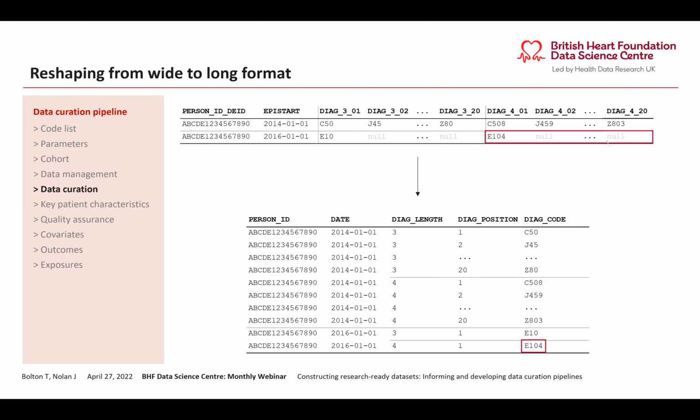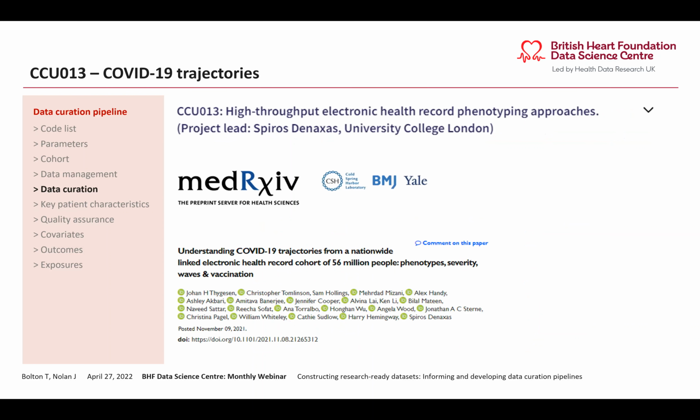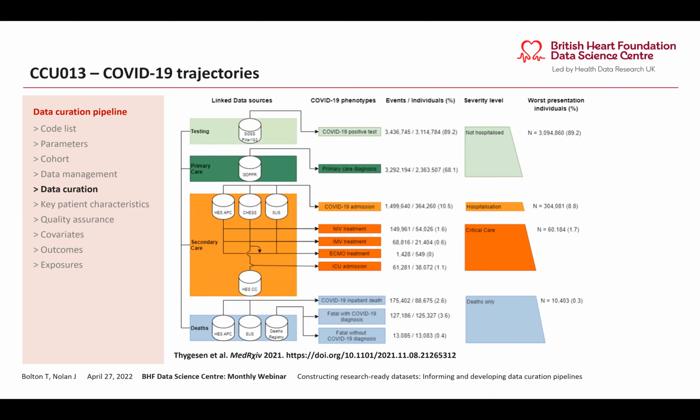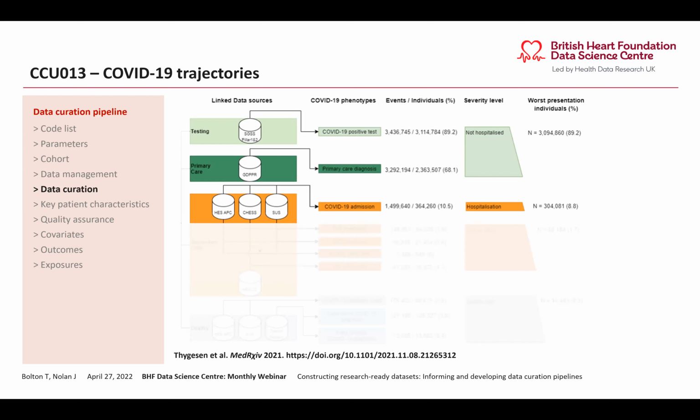We've also standardized variable names and coding formats, and we're also reshaping the HES APC operations and deaths dataset to long format. In terms of curating data related to COVID-19, we've utilized the excellent phenotyping work of CCU 13, and we can see that the CCU 13 team have harmonized 7 different data sources to define 10 COVID-19 phenotypes. For CCU 18, we've utilized the positive test, primary care diagnosis, and hospital admission phenotypes.